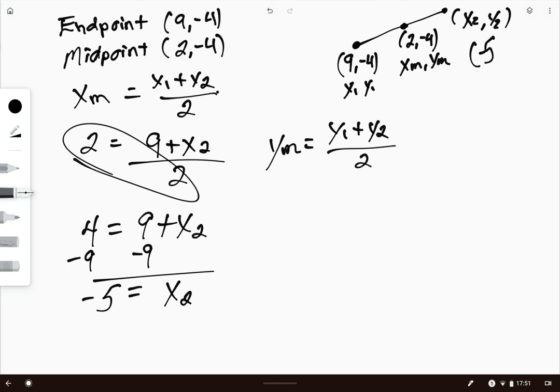All right, so my ym here is negative 4. So y1 is going to be negative 4 plus y2, all divided by 2.